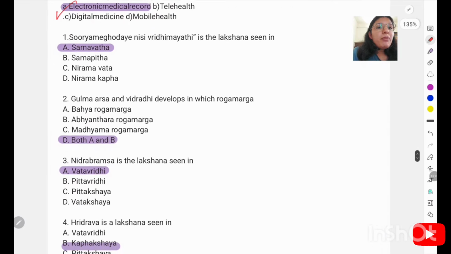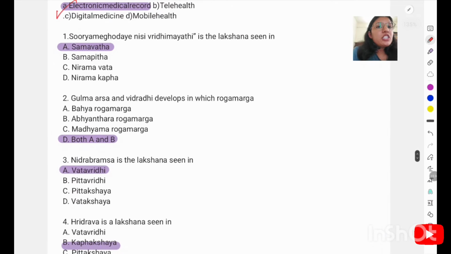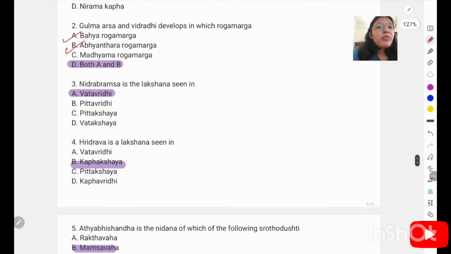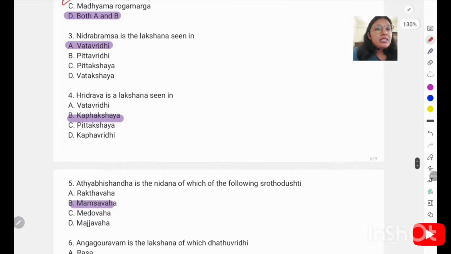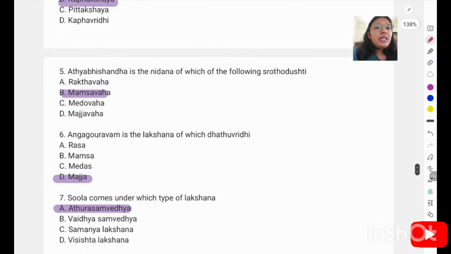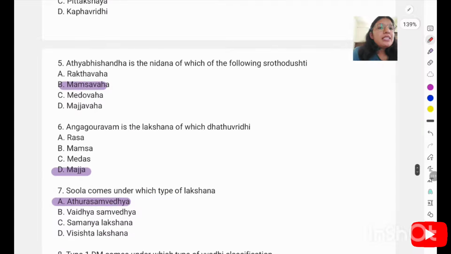Next, aggravation in Surya Megha Udaya and Nishi Vriddhi is the lakshana of Samavata. It has aggravating symptoms at this time. Gulma, Arsha and Vidradhi come, and again a repeated question, Bahya and Abhyantara Roga Marga. Then Nidra Nasha is a disease seen in Vata Vriddhi. Hridgaurava is seen in Kapha Kshaya. Atyabhishyandi is a nidana of which Sroto Dushti? It is Mamsavaha Sroto Dushti. Next, Angagaurava is the lakshana of which Dhatu Vriddhi? It is actually Majja Dhatu.